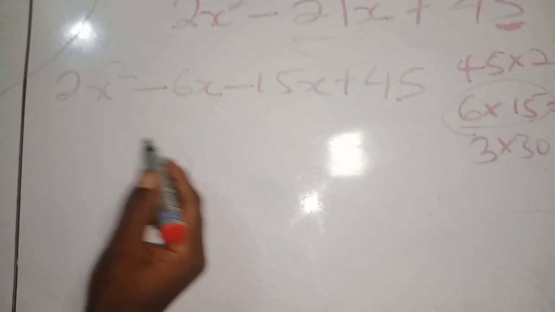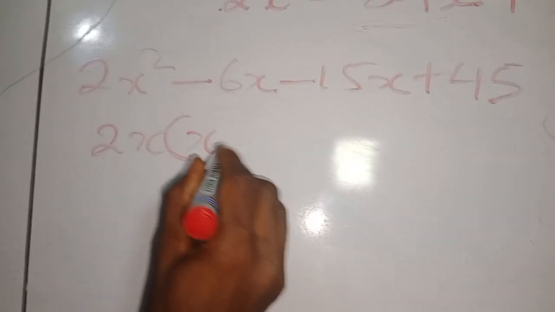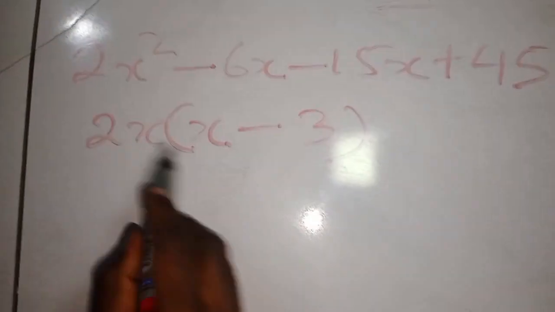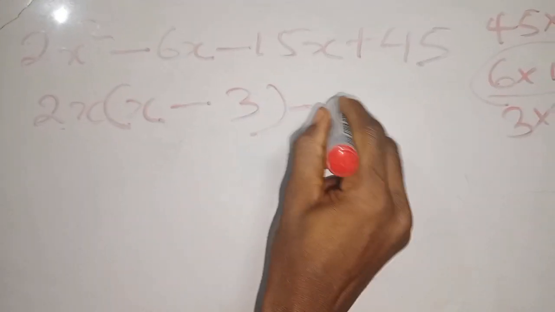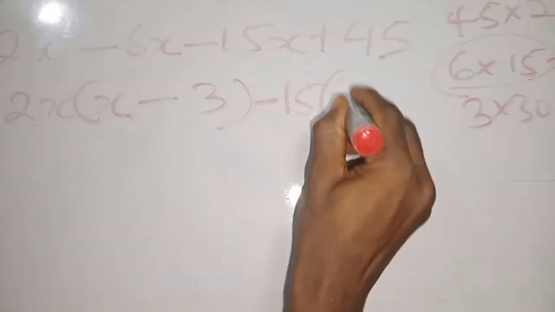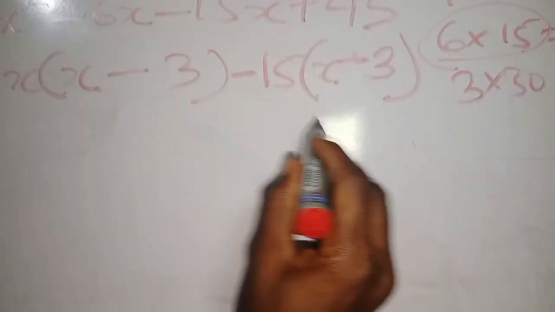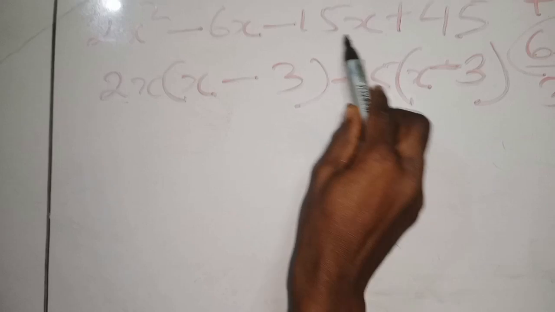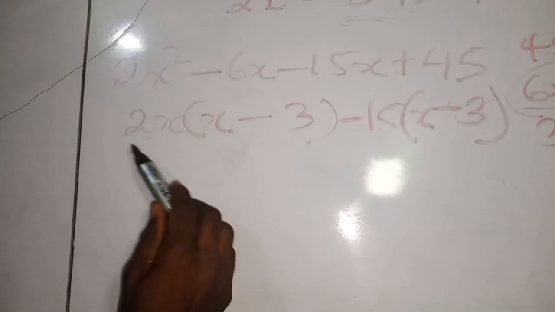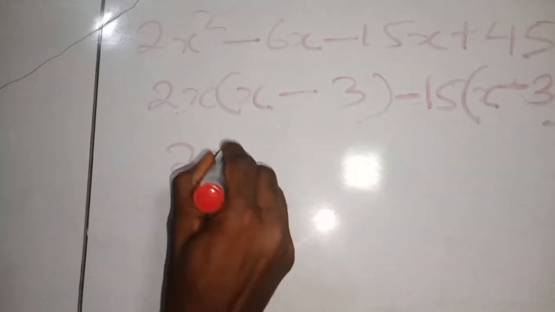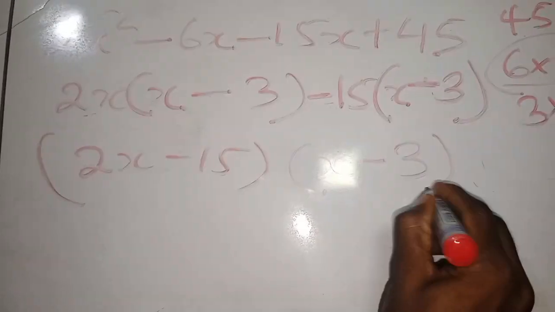So I'll now expand, open the bracket. So I have 2x into x minus 3. So 2x times x is 2x squared, 2x times 3 is 6x. Minus 15 into x minus 3, so 15 times x is 15x, minus times minus is plus, 15 times 3 is 45. So I can now pick, I'll say 2x minus 15, and x minus 3.